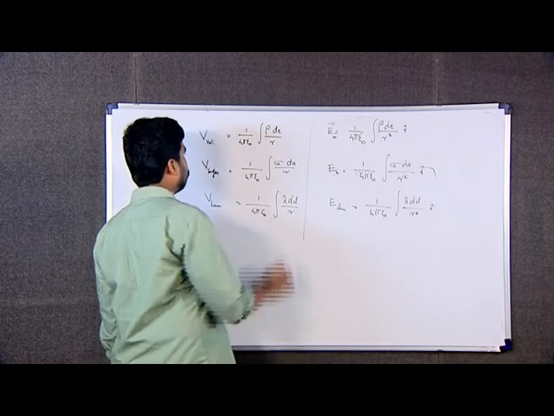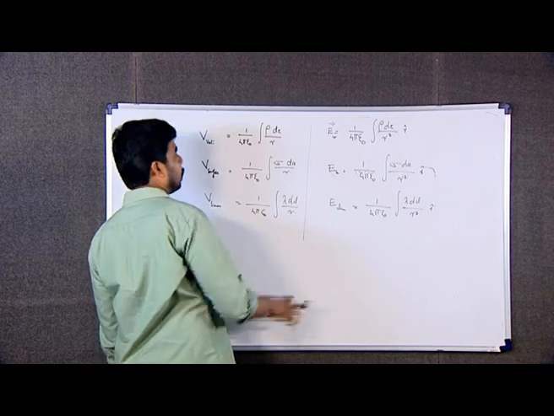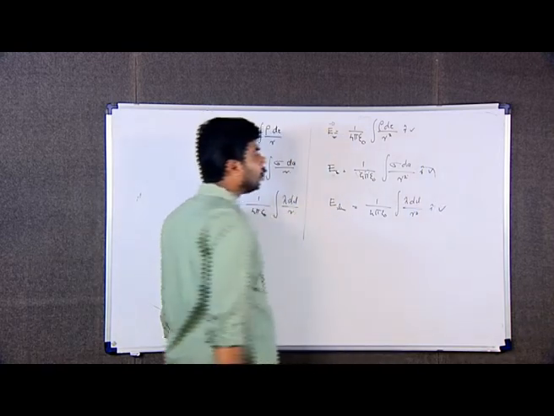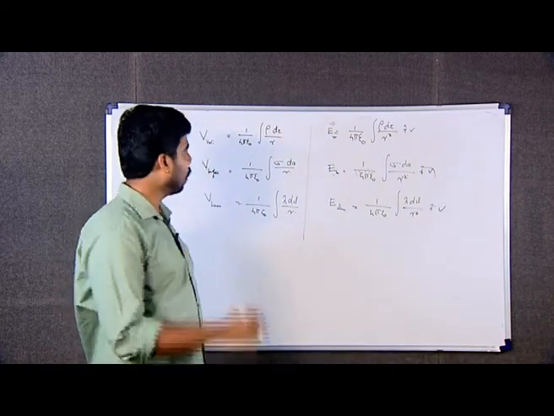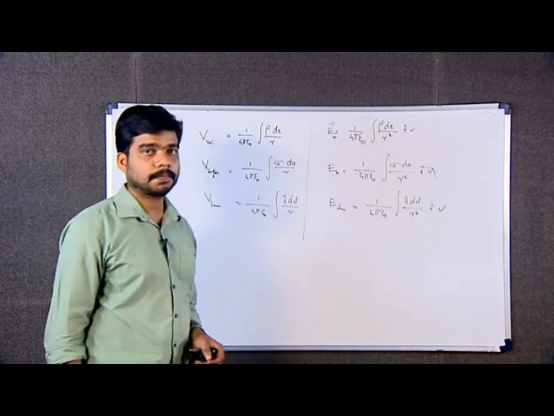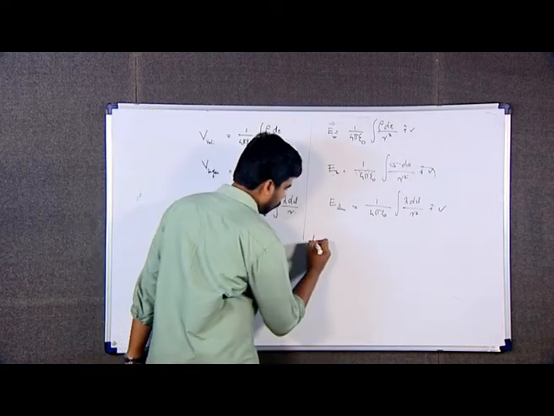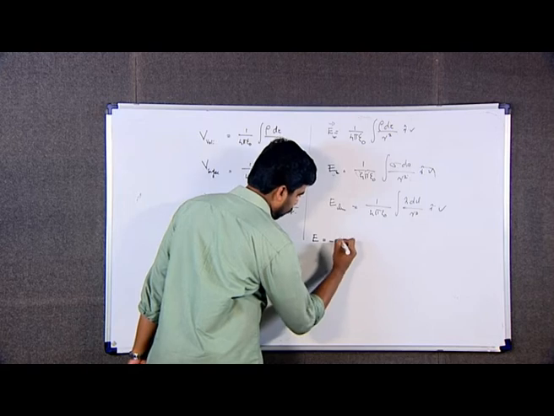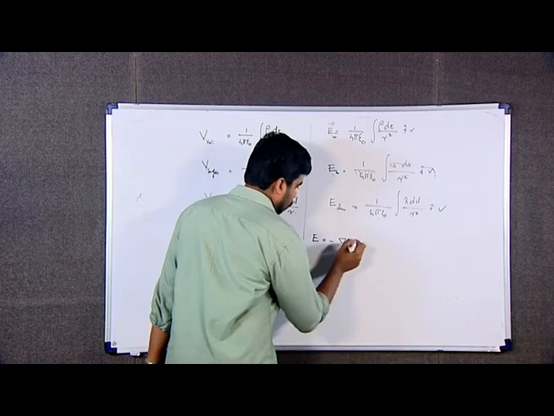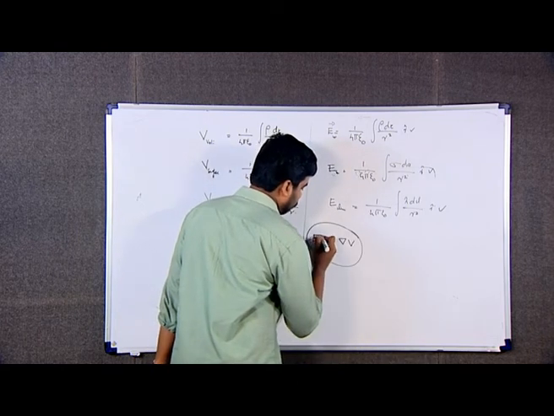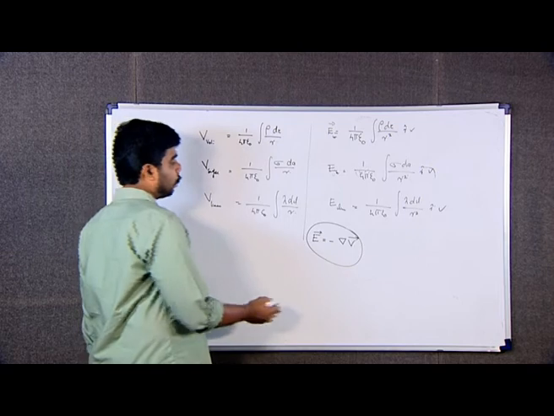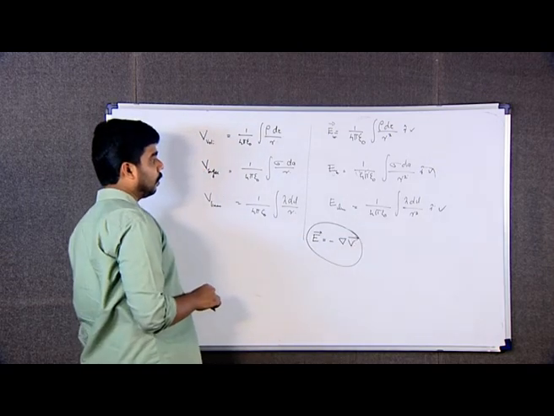So, what is the main difference between these six equations? The electric field depends upon r cap, which is the unit vector along the radial line, whereas the potential is a scalar quantity. So, from this equation, E is equal to minus del V. From this equation, E is equal to minus del V. You can easily find out what E is, because V is a scalar thing.